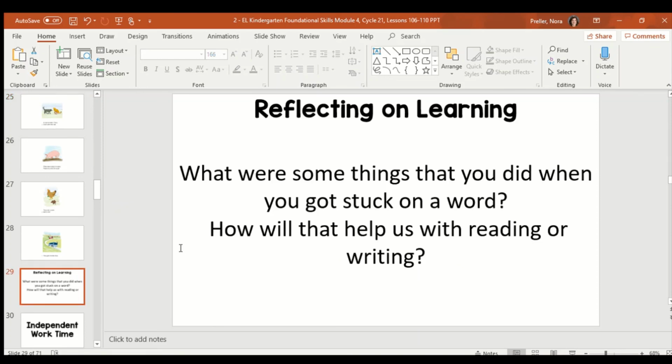Our reflecting on learning question of the day is, what were some things that you did when you got stuck on a word? What was that strategy we used? You're right, that strategy that we used was blending, and that was our target for the day, was to sound out those words. We also want to be really good at knowing our sight words in a snap. So if sight words are tricky for you, we do have some sight word videos up to help you practice sight words, or you can reach out to your teacher for more ways to practice.